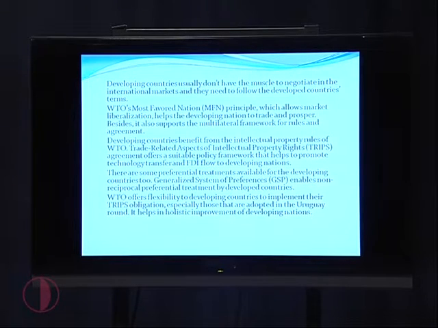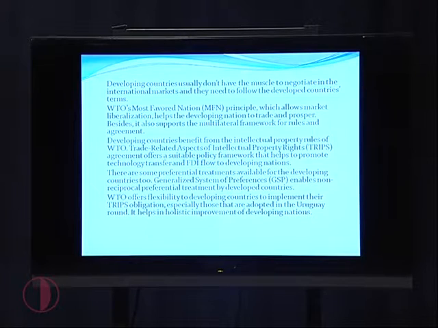Developing countries benefit from the intellectual property rules of WTO. The Trade-related Aspects of Intellectual Property Rights, TRIPS, agreement offers a suitable policy framework that helps to promote technology transfer and FDI flow to developing nations.